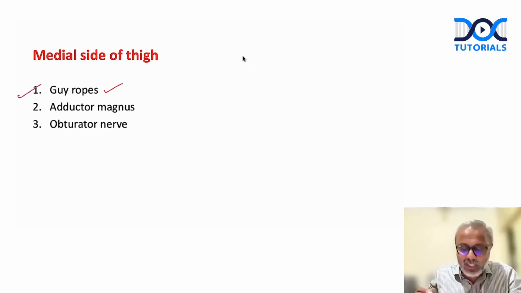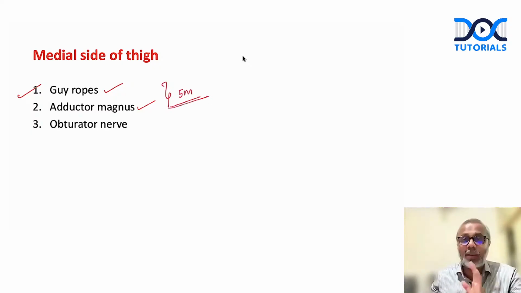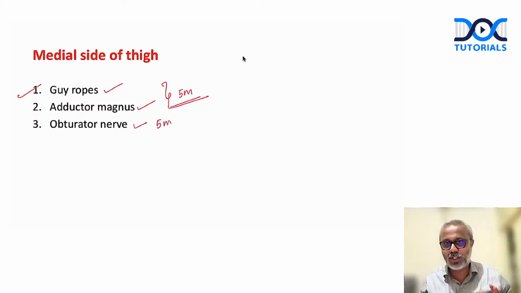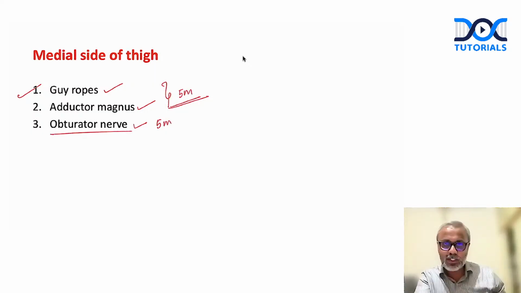So how exactly do these muscles form the gyropes, how do they originate, how do they converge on the tibia, and what is their action? Then the adductor magnus: these two could be important 5-marker questions from this chapter. Obturator nerve, again one more important 5-marker question. And this is no different from the femoral nerve that we just discussed. We can use the same headings to describe the obturator nerve.